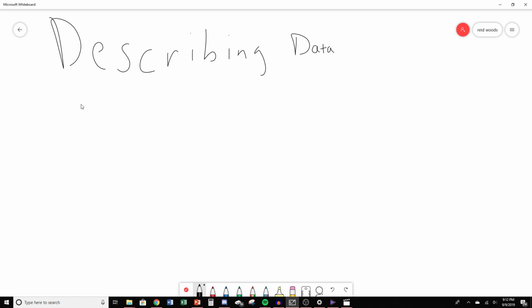So we're talking about describing data, and we're going to write down an acronym. This acronym is called SOCS. We're going to write it this way though. I'm using my mouse to do this, so it's going to be worse than usual. So SOCS. This is what you're looking for.